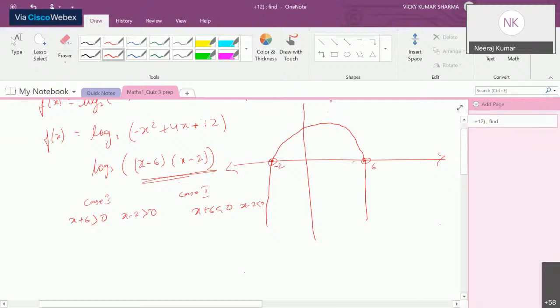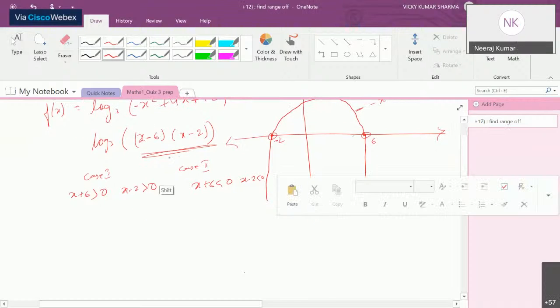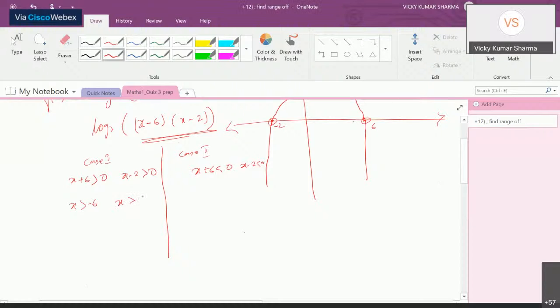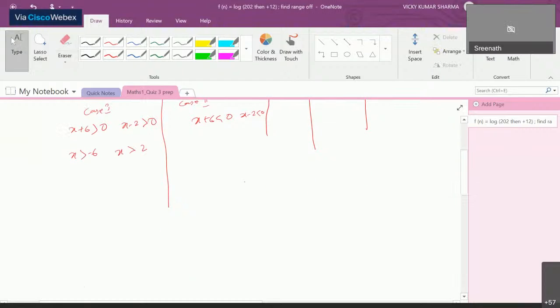Okay, no problem, Neeraj. So this is basically minus x square plus 4x plus 12, right? Now these are my two cases, case 1 and case 2. Now what do I get from here? x has to be greater than minus 6 and x has to be greater than, sorry, plus 2. Since x is greater than minus 6 and x is greater than 2 as well, what will be my domain for this function? 2 to infinity. Exactly, that will be my domain.